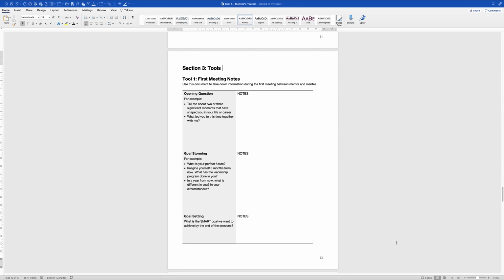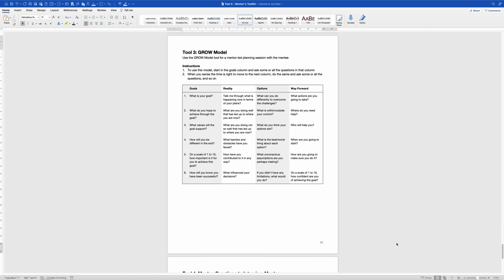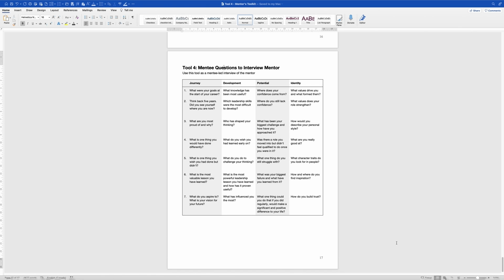Tool 1, the first meeting notes. Tool 2, powerful questions. Tool 3, the grow model. And Tool 4, mentee questions to interview mentor.